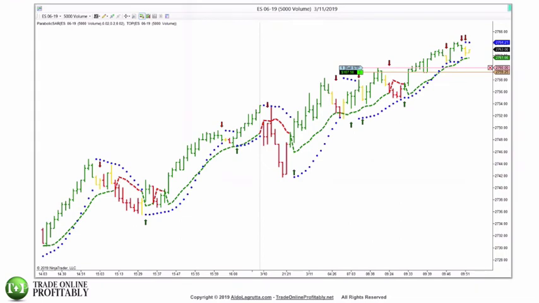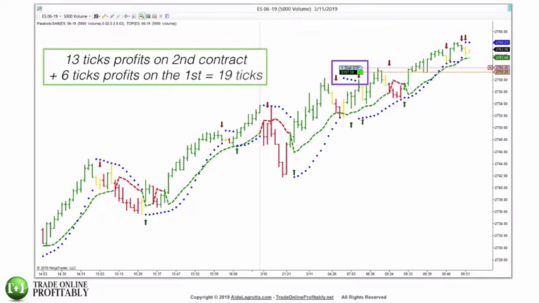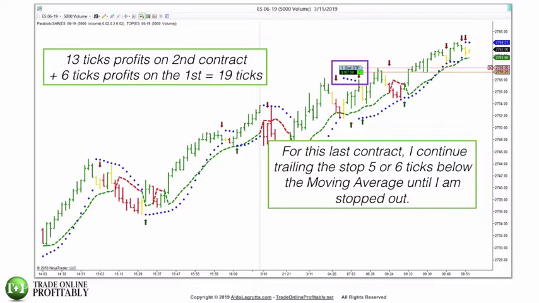The SAR moved above the bar, and one of my contracts was stopped out at 27.61.50. That gave me 13 ticks of profits on the second contract, plus the 6 ticks of profit on the first for a total of 19 ticks. So not bad for a scalp. Now I only had 1 runner left, and I chose to continue trailing the stop for this last contract at 5 or 6 ticks below the moving average until I was stopped out.